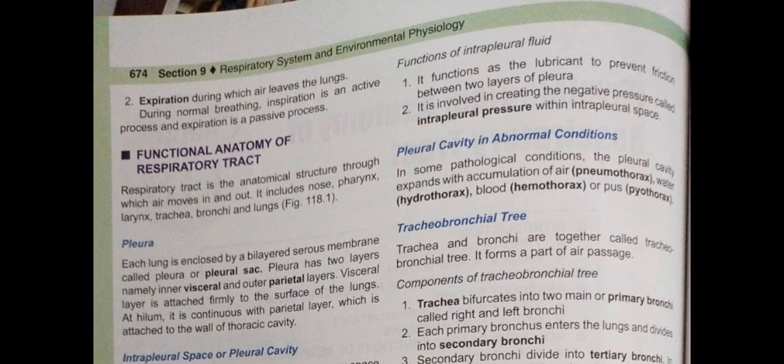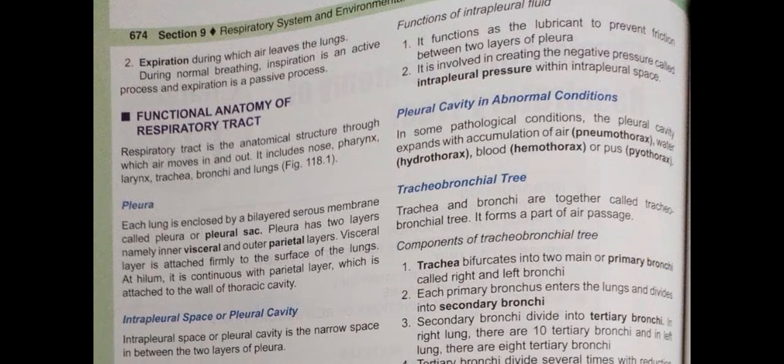Later we will be learning about the functions of intrapleural fluid. It functions as a lubricant to prevent friction between the two layers of pleura. It is involved in creating the negative pressure called intrapleural pressure within the intrapleural space. Then the pleural cavity in abnormal conditions. In some pathological conditions, the pleural cavity expands with accumulation of air, like pneumothorax, water, or hydrothorax, blood, hemothorax, and pyothorax, a pus-filled thoracic cavity.